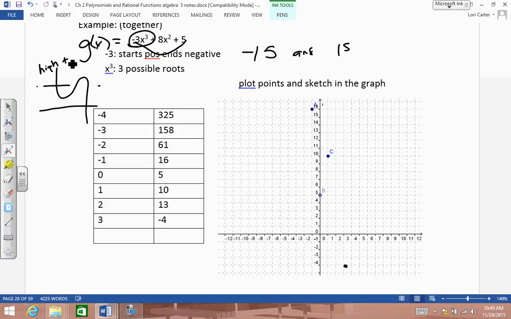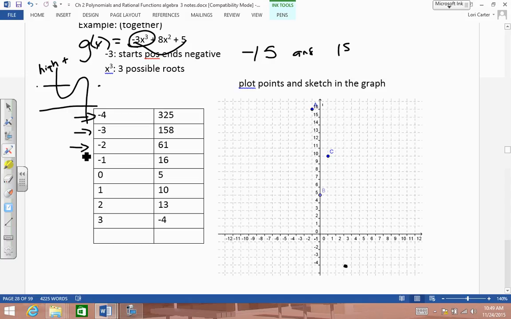Questions on that? All right, so I dropped all the way down to -4. Because -4, right here, when you type it into your calculator, is 325, positive, sorry. Ridiculously high number. Agreed? All right, then I keep going until I can graph. Because -3 gives me 158. Still too high. But I'm on the right track. I dropped by a good amount. Agreed? -2, 61. Okay, I'm looking for a direction change.